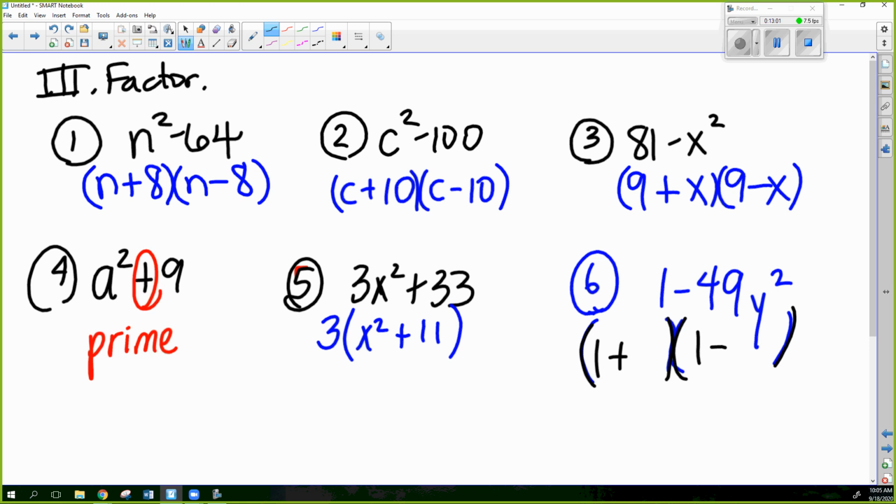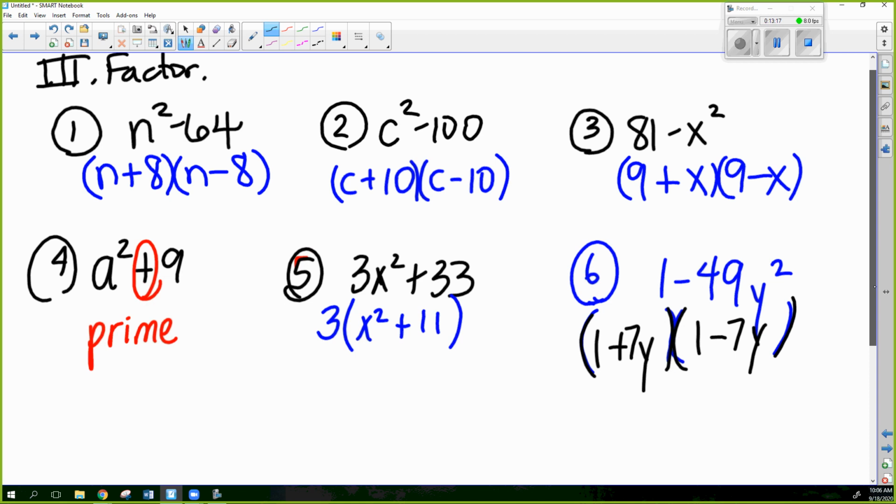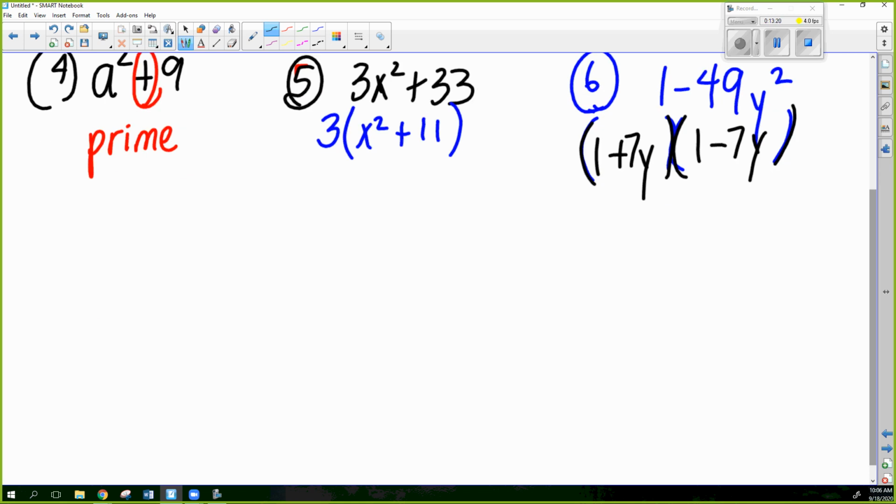Where does 49 come from? Keith, you with us, bud? Where does 49 come from? 7, and then how many y's do I put with each? Just the 1. Okay? Questions on that? All right.